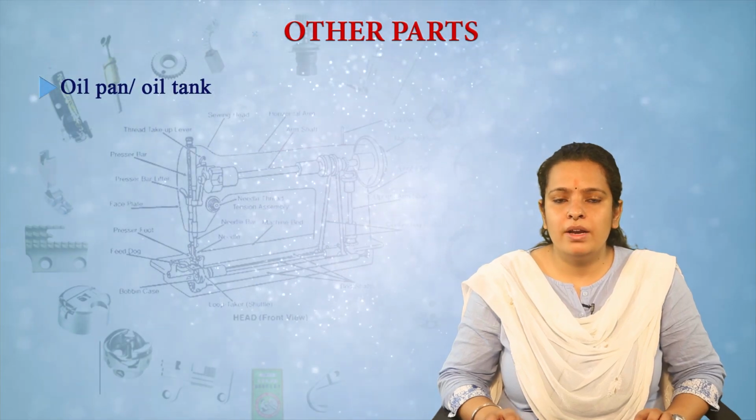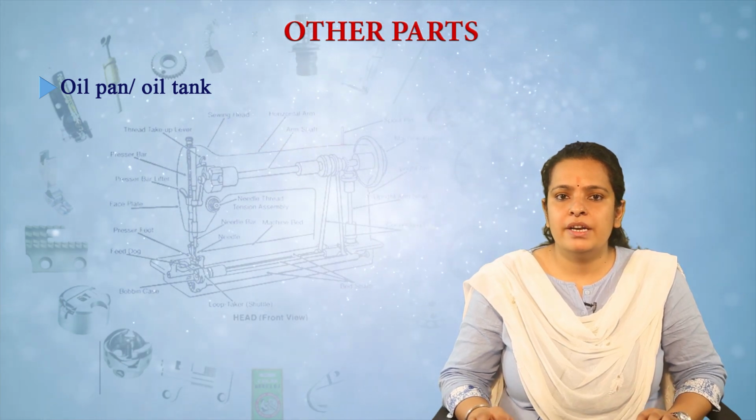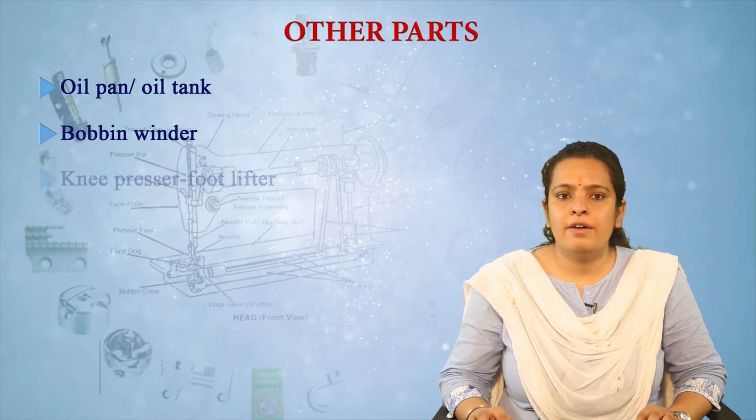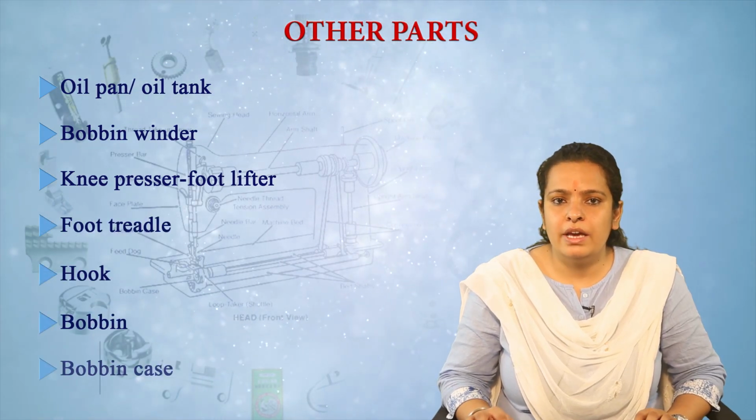Then there are some other parts we see on the machine which are very important. So we have the oil pan or the oil tank where oil is put to help the machine operate very smoothly. We have the bobbin winder, knee pressure foot lifter, foot treadle, hook, bobbin and bobbin case. These are the other parts of the machine which you should keep in mind when you are operating the machine. So this was all about the machine, different types of machines and parts of the machine.